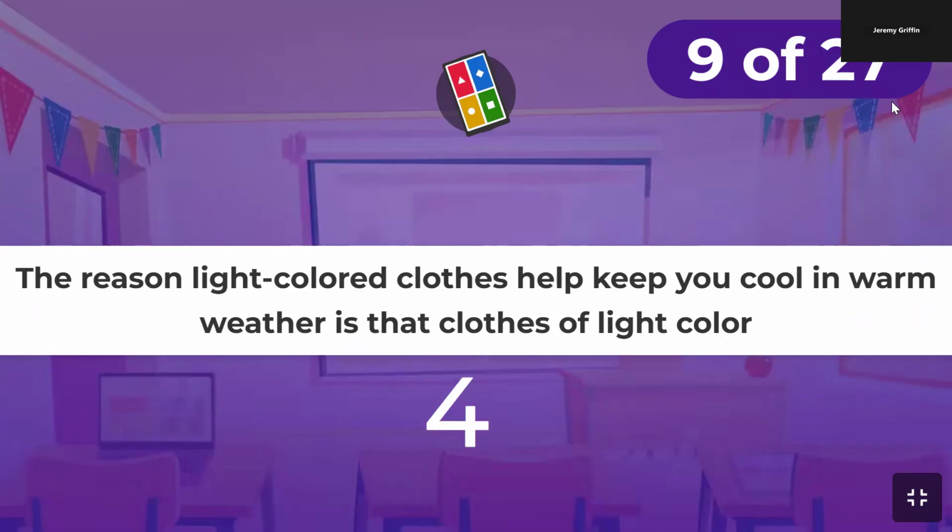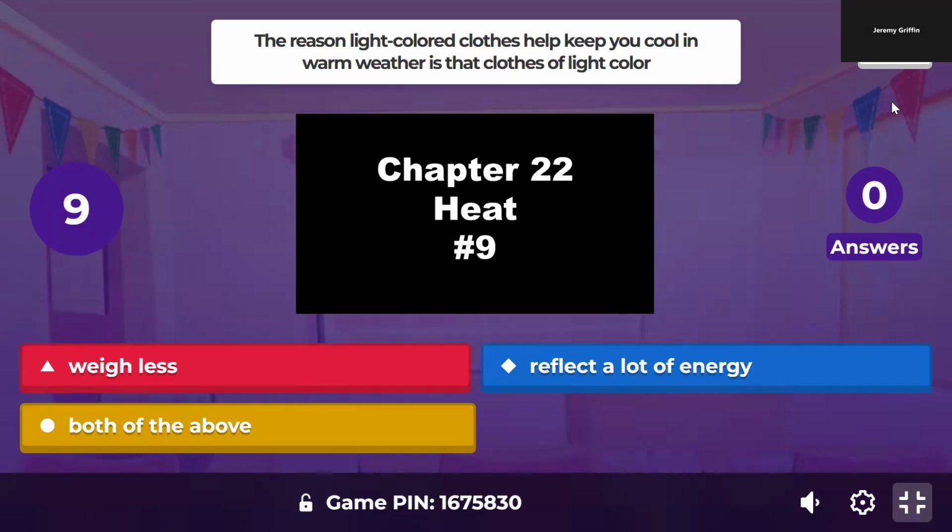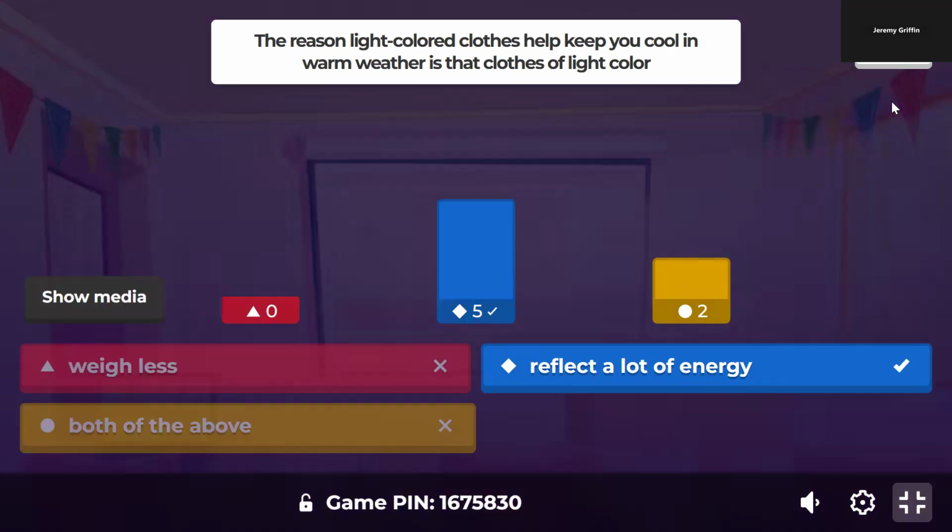The reason light color clothes help keep you cool in warm weather is that the clothes of light color reflect a lot of energy. There you go. Okay, so white, right? Doesn't white reflect all the colors? Yeah. Okay, so if it's a hot summer day and you're walking around in the sun, guys, is it better to wear a black shirt or a white shirt if it's way too hot outside? Yeah, I would wear a white shirt because that reflects the thermal energy away. Right? The black absorbs it all. The white reflects it.